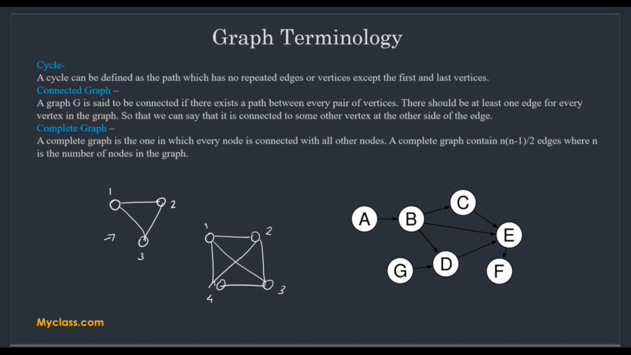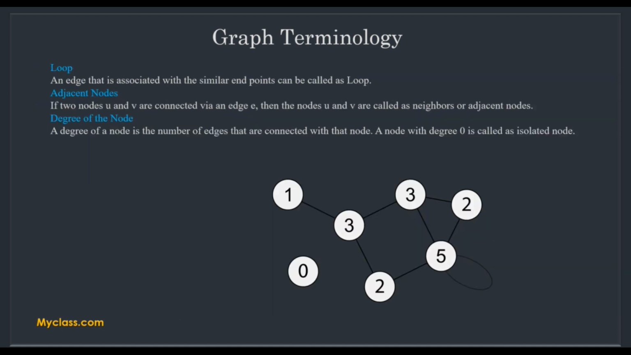So the number of edges of a complete graph is given by the equation n(n-1)/2. For 3 vertices, 3 into 3 minus 1, 2, by 2, gives 3. So 3 edges are there. In this case, 4 into 4 minus 1, that is 3, by 2, is 2 into 3, which is 6. Here also 6 edges are there: 1, 2, 3, 4, 5, 6. So we can say this graph is a complete graph.